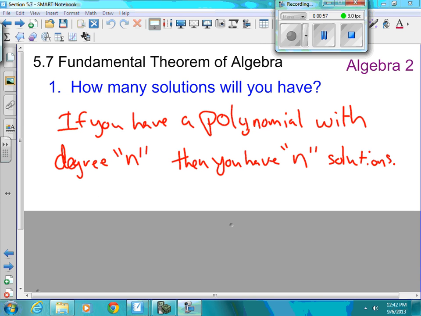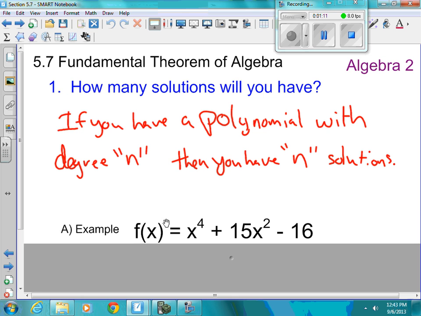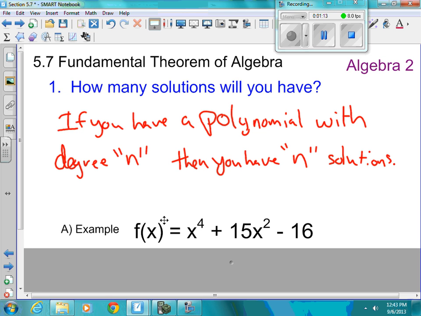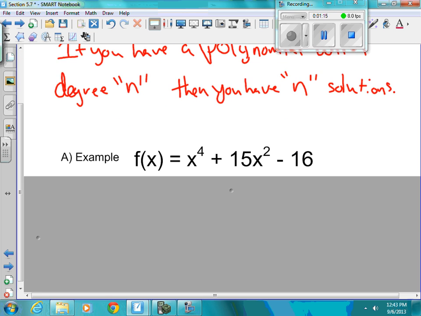Okay, so what is the fundamental theorem of algebra? It basically tells you how many solutions you're going to have in a polynomial. And it's, I think, one of the easier theorems that we have. If you have a polynomial with degree n, then you have n solutions. So let's take a look at that. Example, f of x equals x to the fourth plus 15x squared minus 16. So degree n. What is the degree of f of x equals x to the fourth plus 15x squared minus 16?